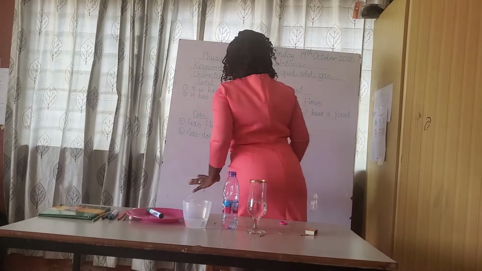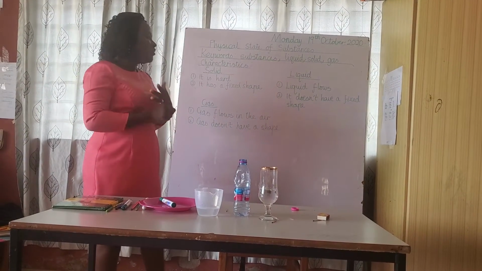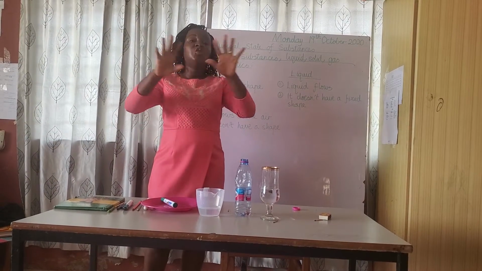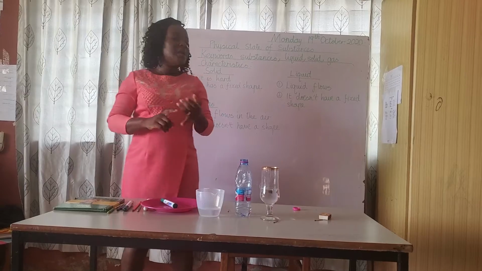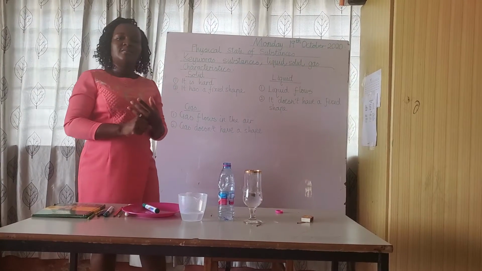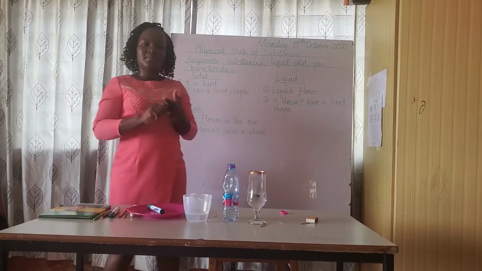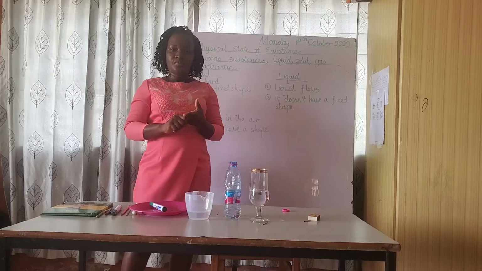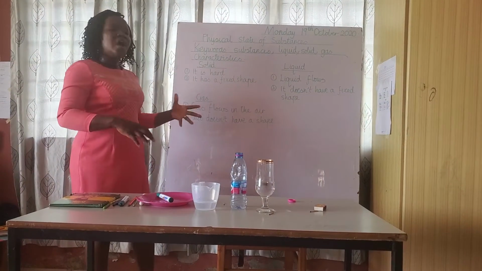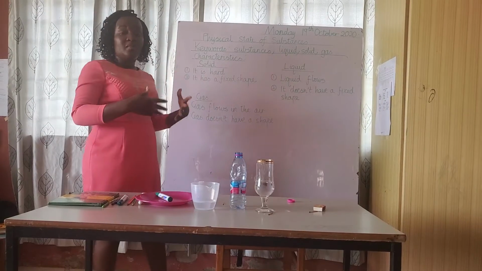Today we have learned about the physical state of substances. We have talked about 3 states. Substances have 3 states. All the things you see around you have 3 states. They are either solid or liquid or gas. So we have solid substances, liquid substances, and gas substances. And we have learnt about the characteristics of these substances, what makes them different from one another.